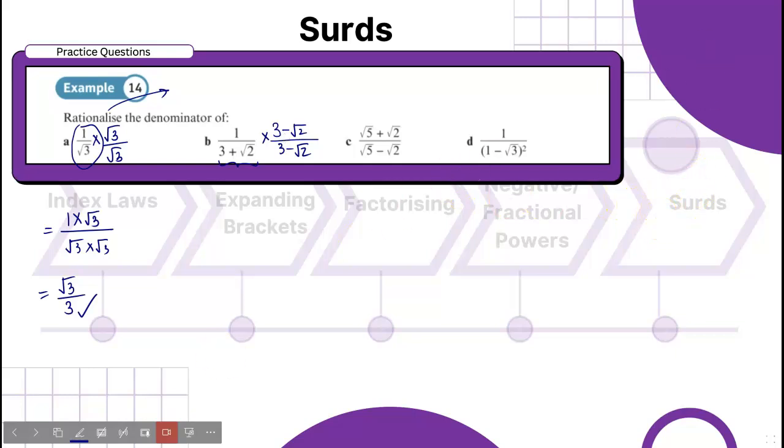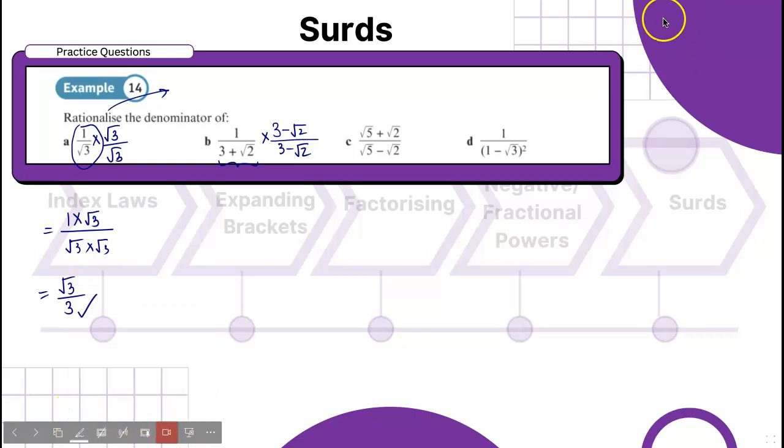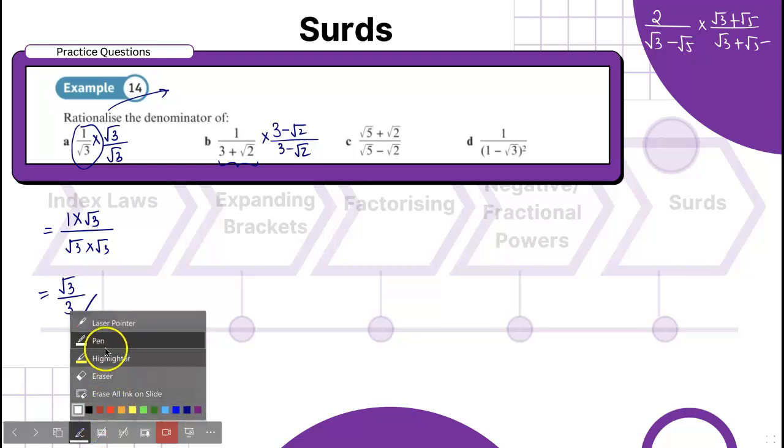Say, for example, if it is 2 over root 3 minus root 5, what are we going to be doing? Yes, root 3 plus root 5. Whatever we multiply, we're going to be dividing by that. So the top and bottom are going to be the same, and it will be the opposite of the operation we have over here. Okay, nice.